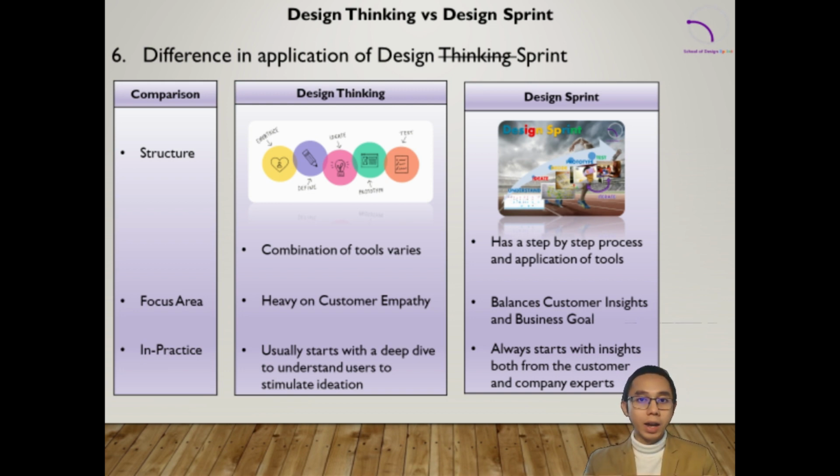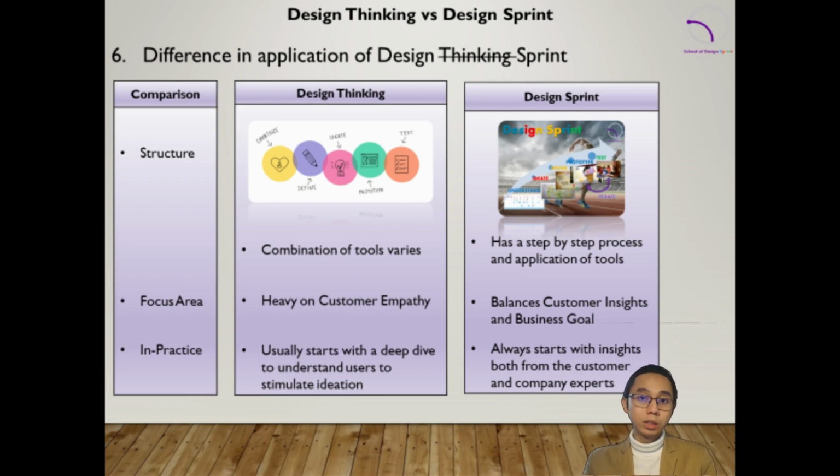Going to the focus area, design thinking values empathy and user-centeredness or customer-centeredness, while design sprint aims to balance and get insight from both the business and the customer. I've mentioned this several times already. How it balances this is by obtaining both customer feedback and business objectives, or goals, at different stages of the sprint, not just once, right? Not just in the beginning, not just in the end, but at different stages of the sprint.